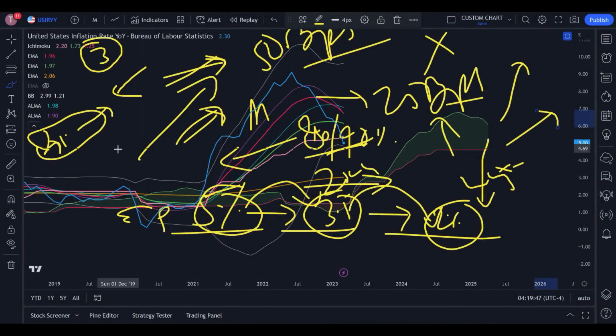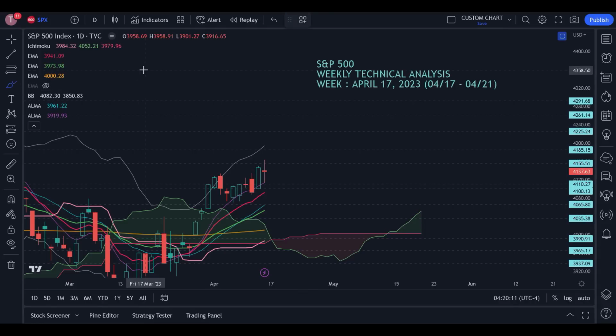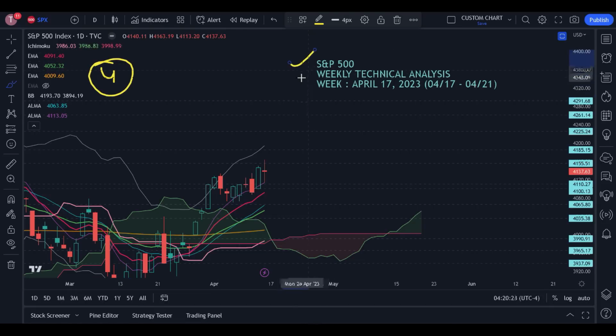Now guys, let's move on to the fourth point of the agenda of this S&P 500 weekly technical analysis, and that is the S&P 500 technical analysis on the daily chart. Here I will do the S&P 500 technical analysis on the daily chart. This is the daily chart. Let me write it down. D as in daily chart.